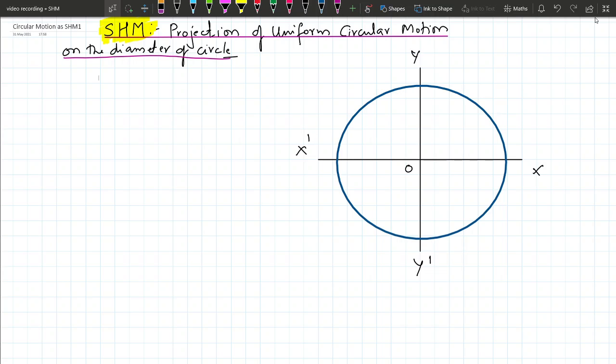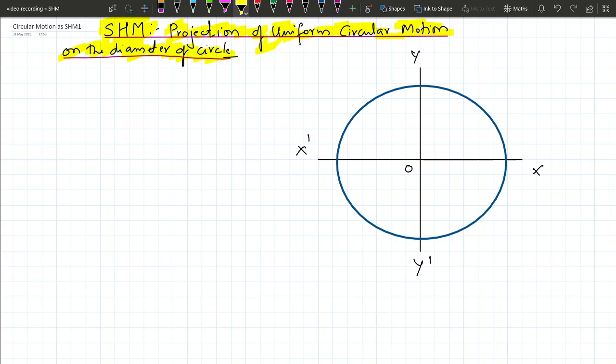So what is the meaning of this? It is a statement that is given to you: the projection of a uniform circular motion on the diameter of a circle. Let us understand what this means and how SHM is represented like this.